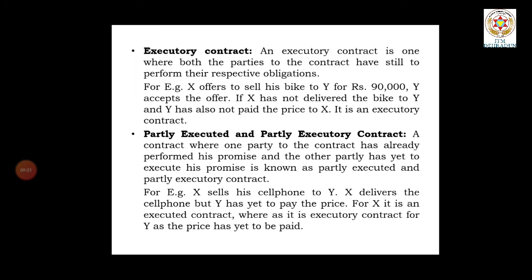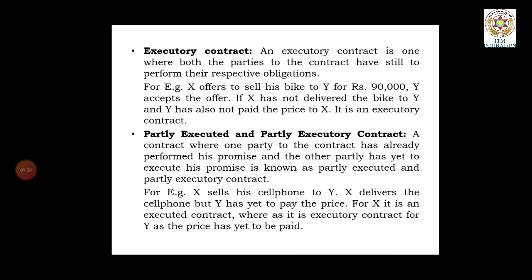Now, executory contract. Executory contract means where both the parties of the contract have still to perform their respective obligations. For example, X offers to sell his bike to Y for rupees 90,000. Y accepts the offer. X has not delivered the bike to Y, and Y has also not paid the price to X. It is an executory contract. यहाँ पर X ने Y को अपनी बाइक सेल करने की, अभी X ने ना तो बाइक डिलीवर की है Y को, ना ही Y ने X को पेमेंट की है. तो दैट इज एन एग्जीक्यूटरी कॉन्ट्रैक्ट वेयर बोथ द पार्टीज हैव टू परफॉर्म देयर रिस्पेक्टिव ऑब्लिगेशंस.